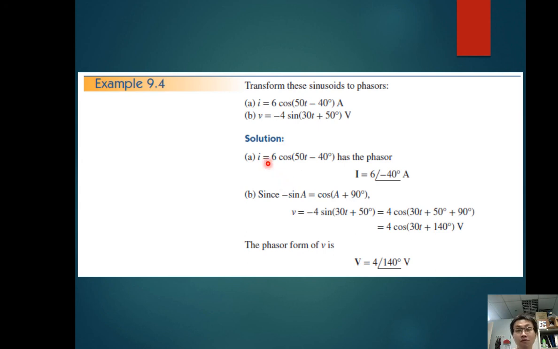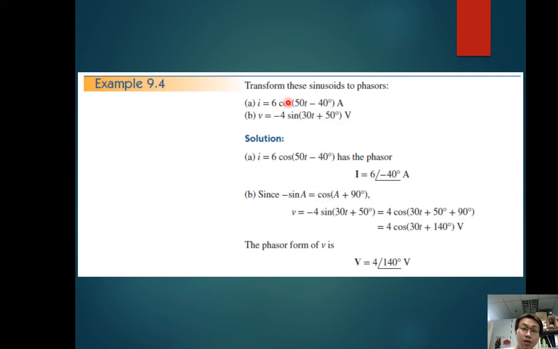So i equals 6 cos (50t minus 40 degrees). So we have a phasor I, so I copy 6. This is cos, so I just put an angle, then this is minus 40 degrees. Okay, so that is the phasor form.